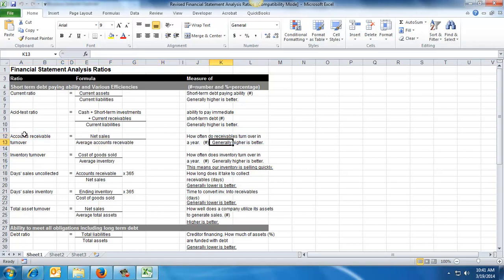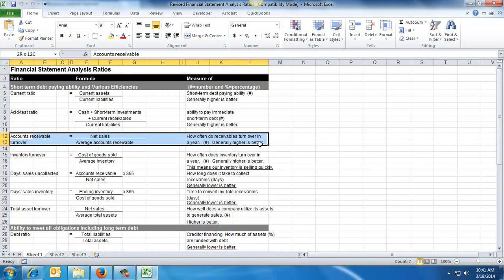Generally, a higher number for this is better. This indicates that our receivables are turning over faster, and what turnover means is that we're selling, collecting, selling, collecting. The faster this happens, obviously, the better.